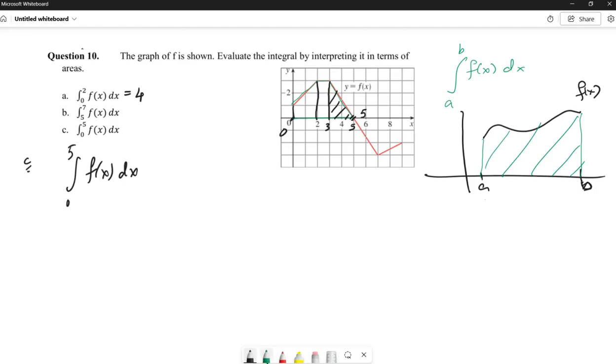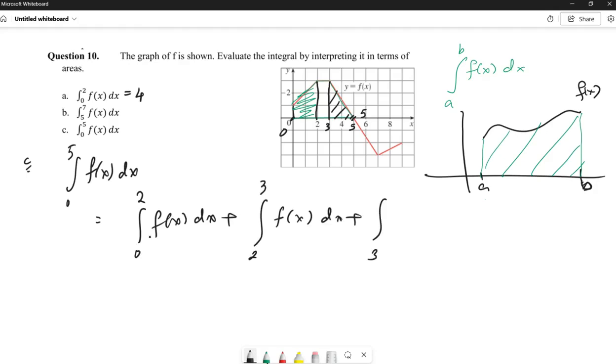Okay. So from 0 to 2, we've already figured it out. We can say this integral is the integral from 0 to 2 of f of x dx plus the integral from 2 to 3 of f of x dx plus the integral from 3 to 5 of f of x dx. From 0 to 2 we've already figured out, so I'm just going to put 4. It's the area of the trapezoid.